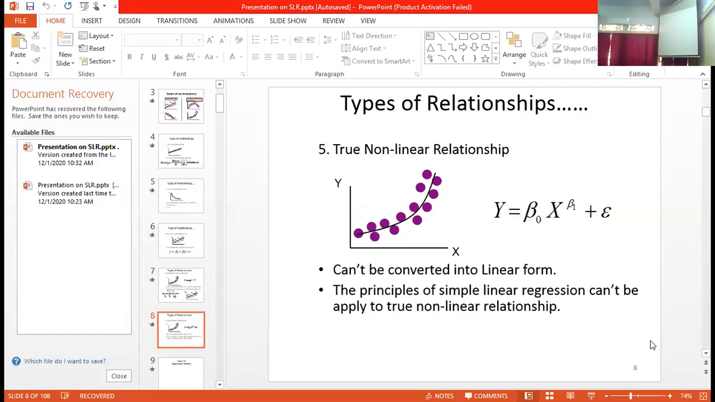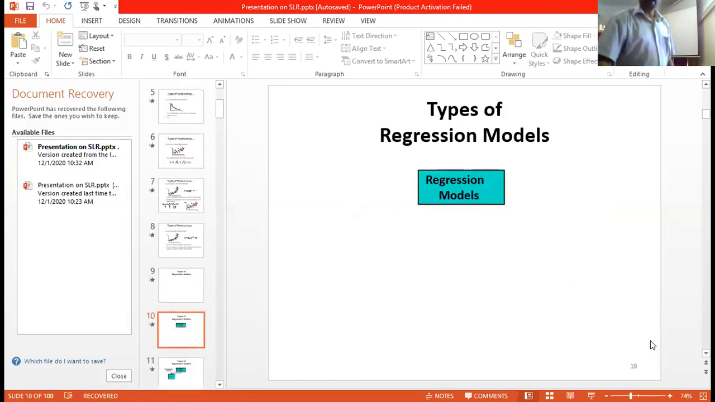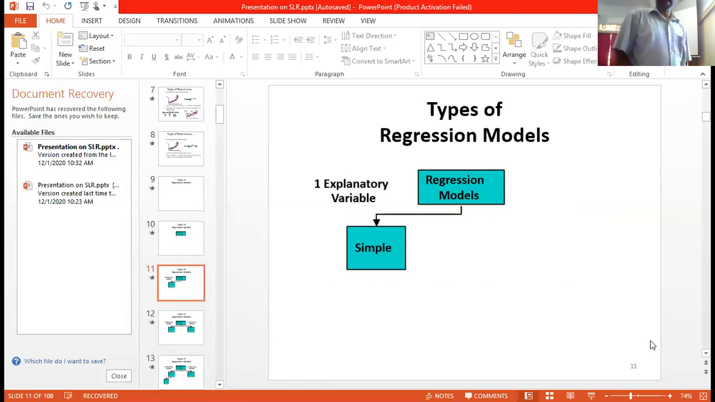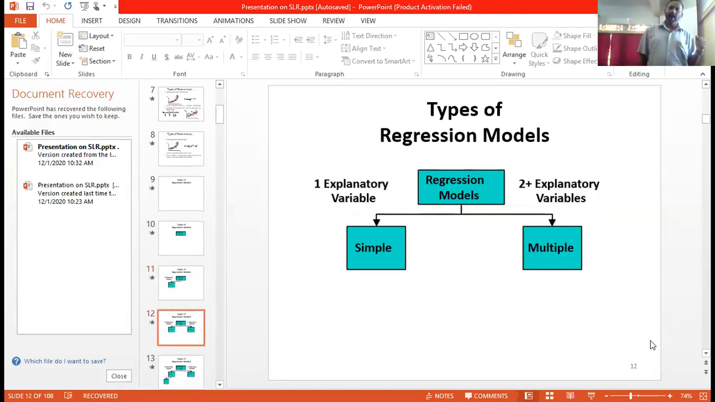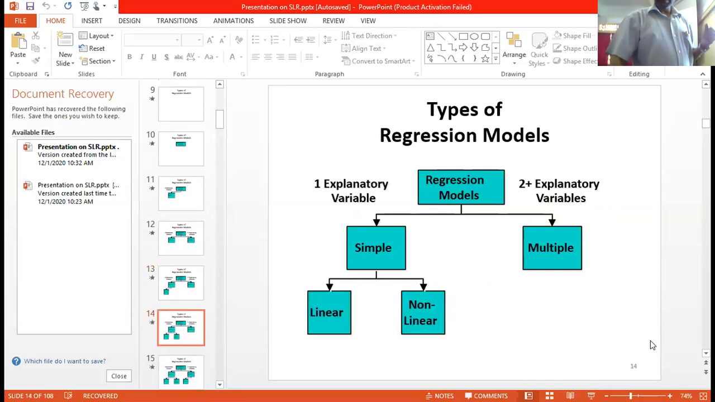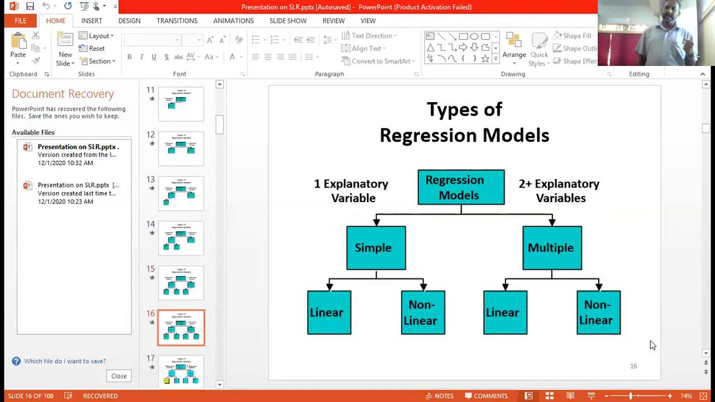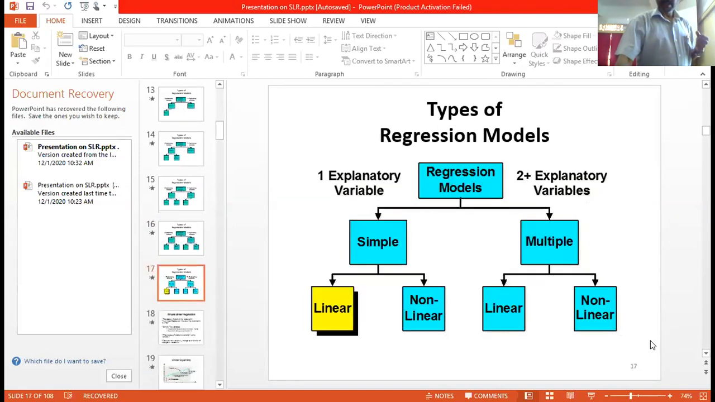Talking about this particular course, we will talk about the regression model. When you have one x variable or explanatory variable, it is called simple regression. If you have more than one explanatory variable, it is called multiple regression. Then under each category, we have linear and non-linear nature, where in our course we are going to talk about only linear regression.